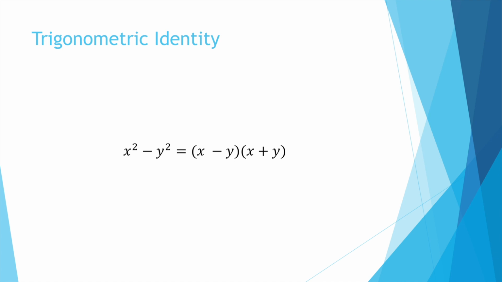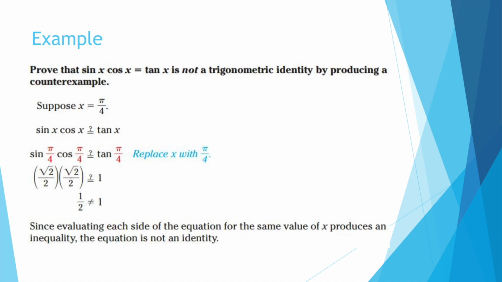If you can show that a specific value of the variable in an equation makes the equation false, then you have produced a counterexample. It only takes one counterexample to prove that an equation is not an identity. For example, prove that sine of x multiplied by cosine of x is equal to tangent of x is not a trigonometric identity by producing a counterexample.